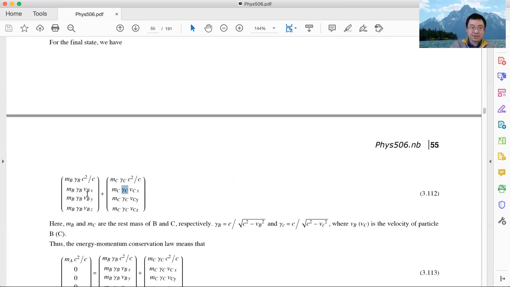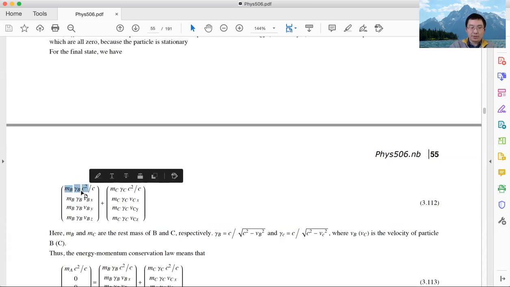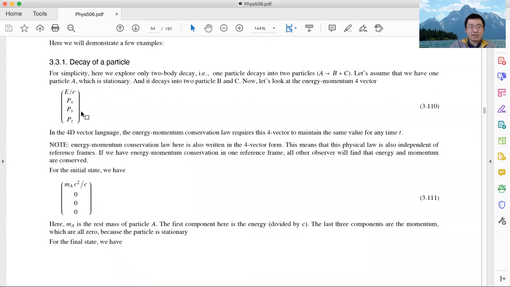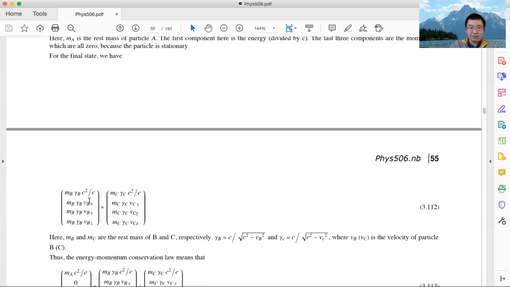So this is the momentum for the B particle, and this is the momentum for the C particle. For the energy, it's mass times speed of light squared. The first component is energy over c. Again, for mass, it's rest mass times gamma for C, rest mass times gamma for B, times the speed of light squared. We need to remember there is a 1 over c in the definition of the energy-momentum vector. That's this 1 over c. So this is the energy and momentum vector of the B particle after the decay, and this is that of the C particle after the decay.